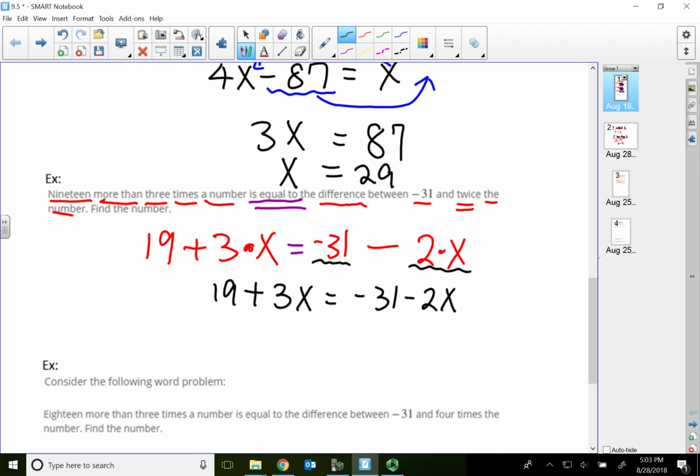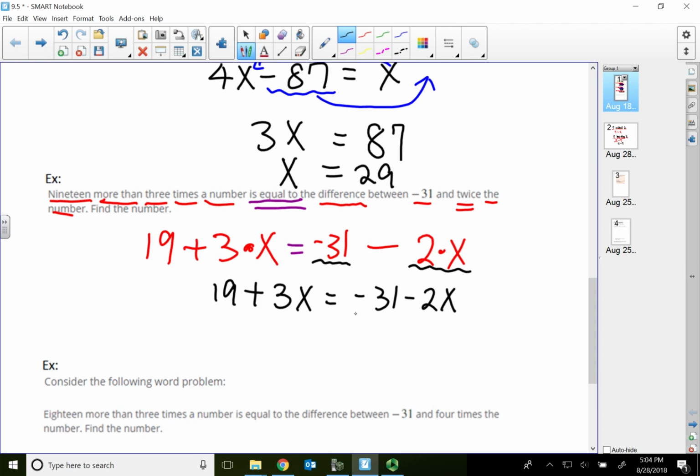Be careful, I have a lot of students who are so convinced the variable has to always be in the front. Not necessarily, okay? It's whatever the problem tells me to put first. In this case, negative 31 and 2x go in the back. So however it's worded, I translate accordingly, except the word less than. Less than, we have to do it backwards.